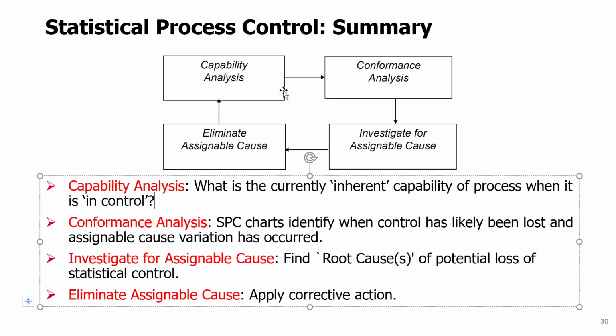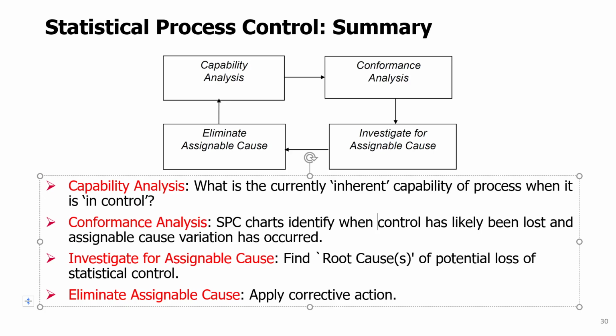The next step in the cycle is conformance analysis. This is where we set up control charts, either for variable X bar and R chart, or for attributes. We gave an example of the P chart. And these charts, we use them to see if the process is in control, meaning that it behaves similarly, right? It has similar variability as it had in the past.